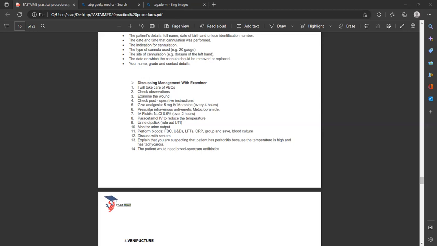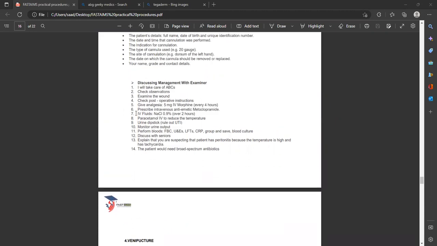5 mg of IV morphine every 4 hours. Write it down on the drug chart, or you just mention it. And antiemetics because he's vomiting, and fluids. Paracetamol to reduce temperature. And this is the proper management guide. Monitor urine output, send blood samples, discuss with the seniors, and explain what you are suspecting, it's peritonitis, and the patient would need broad spectrum antibiotics.